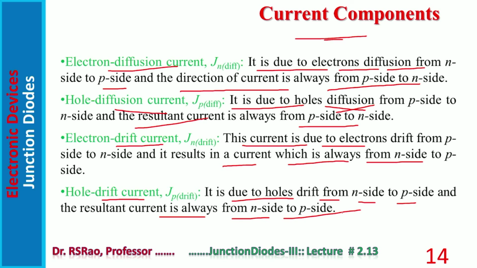To understand the directions of carrier movement and resulting conventional current, one has to keep in mind that a hole is a positively charged particle. If it moves rightwards, it results in a conventional current towards the right side. Whereas if you consider an electron, which is negatively charged, and it moves towards the right side, it results in a conventional current which is leftwards, opposite to the direction of movement of the electron. This aspect one has to keep in mind while trying to understand the directions of these four components of currents.